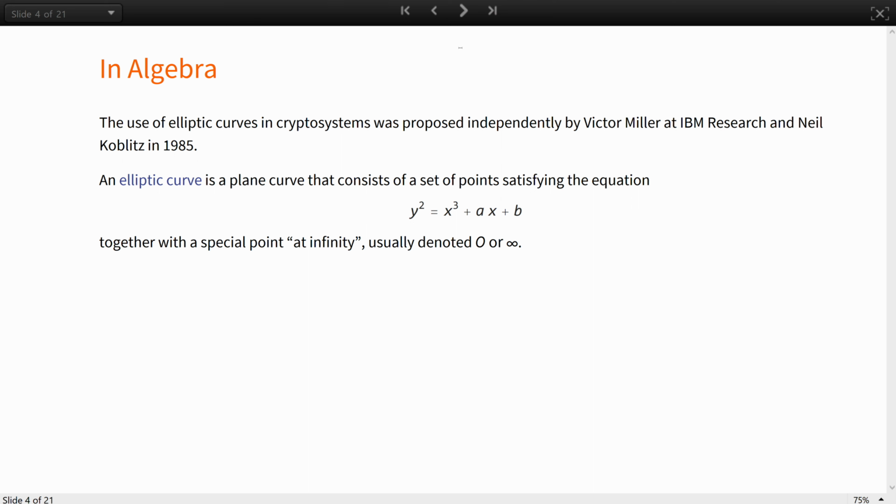For the scope of this course, an elliptic curve is a plane curve that consists of a set of points satisfying the equation y² = x³ + ax + b, together with a special point at infinity, usually denoted as O or an infinity sign. The equation here represents the Weierstrass form of elliptic curves, the most commonly used one. Other ways to express elliptic curves include the Montgomery form, Edwards form, and Jacobi form.